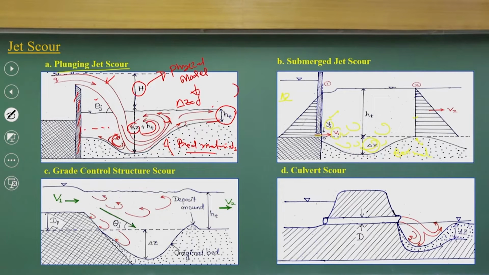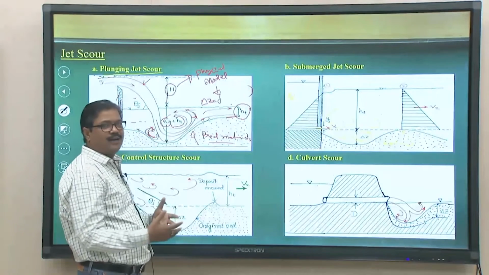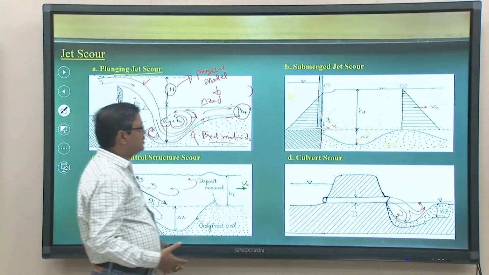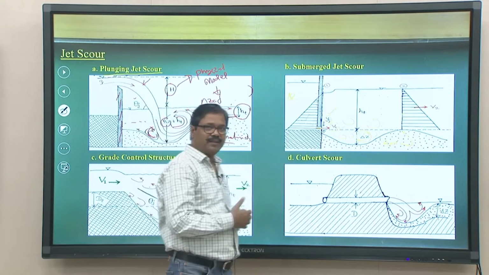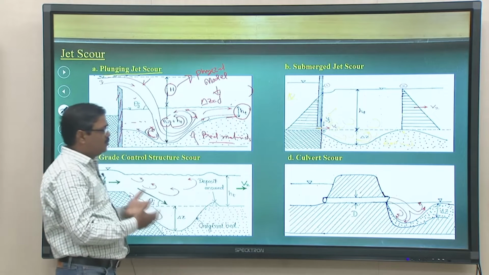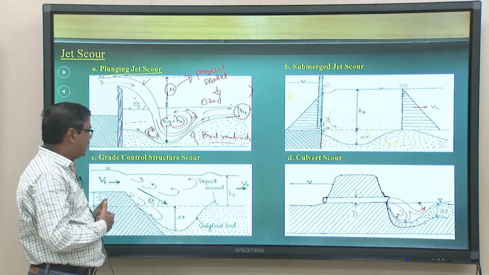Again in a similar way, by conducting a series of physical experiments with scaled down models, we try to establish the empirical relationship between the flow characteristics and the scour depth. That is the basic idea.